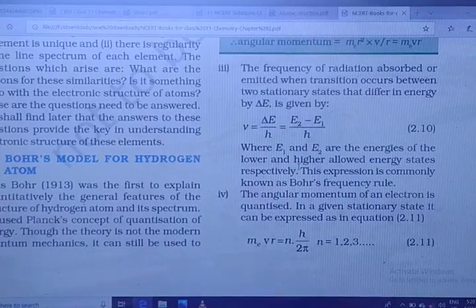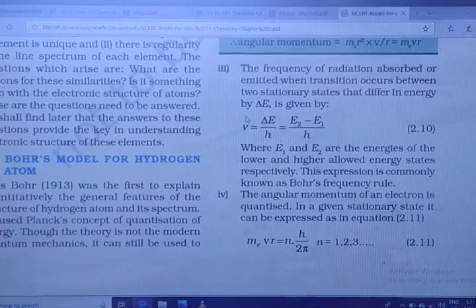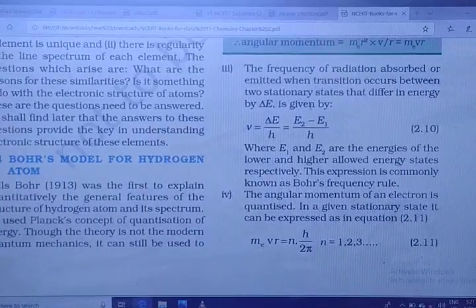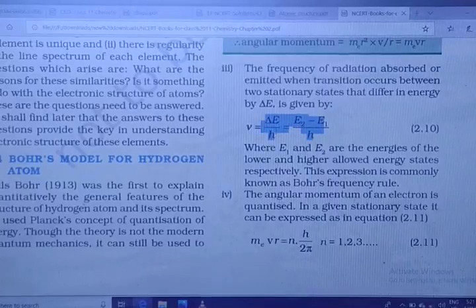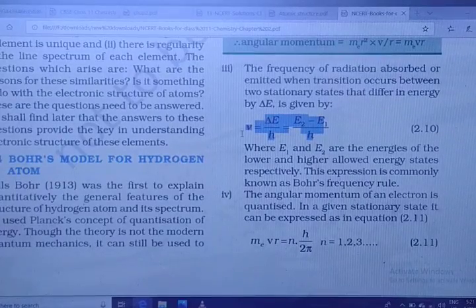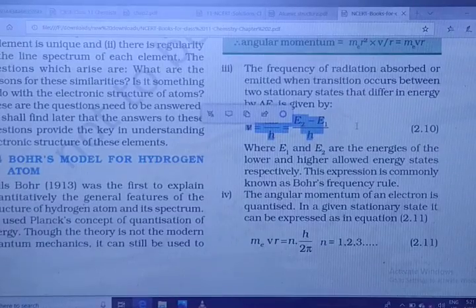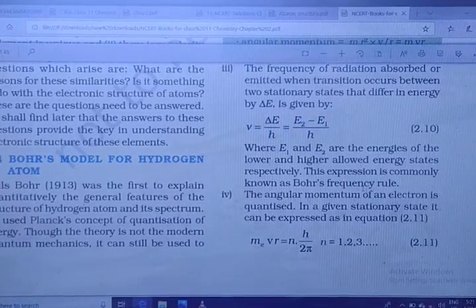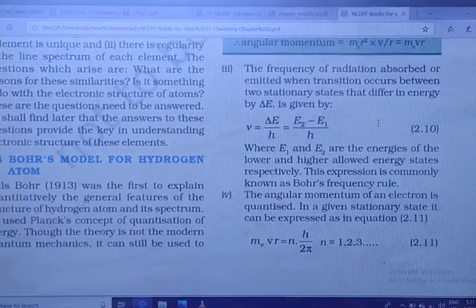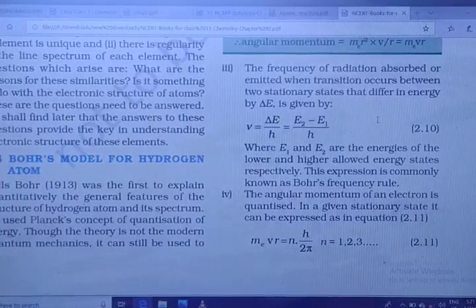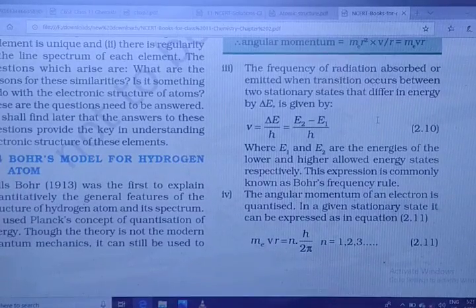What you have to do is just underline this equation, and you will remember this formula. What is this formula known as? This formula is known as Bohr's frequency rule. Got it? What is Bohr's frequency rule? Directly you have to say frequency nu is equal to E2 minus E1 upon h. This E2 is the higher energy state, E1 is the lower energy state, and h is Planck's constant.